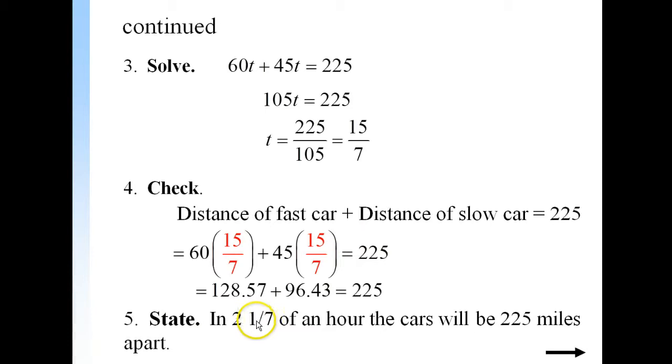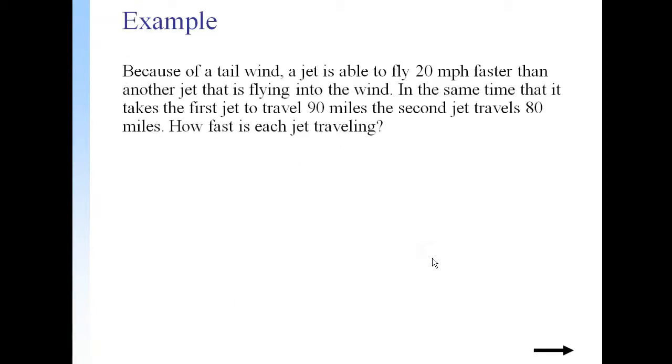Again, the use of the diagonal bar, bad. Make it nice, horizontal. Okay, now let's check this one out. Because of a tailwind, a jet is able to fly this many miles per hour faster than another jet going into the wind. That slows you down. The wind's on your back, you move faster. In the same time it takes the jet to travel 90, the second jet only travels 80. How fast is each jet traveling? Okay.